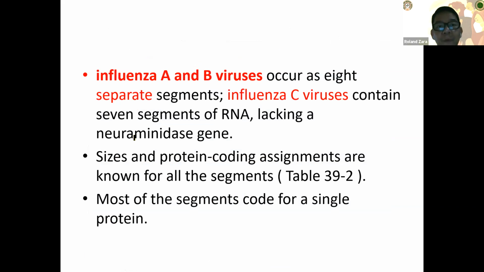Now, for your influenza, you have three serotypes: your influenza A, your influenza B, and your influenza C. Your A and B occur in eight separate segments, while your C virus contains only seven segments of RNA. So your C does not have the neuraminidase gene. Then the sizes and protein coding assignments are known for all the segments, and most of the segments code for a single protein.